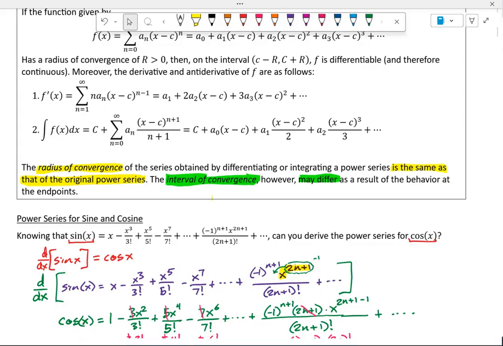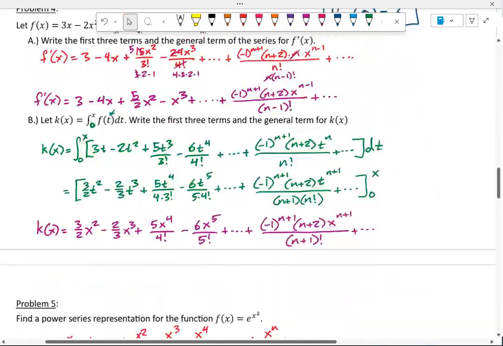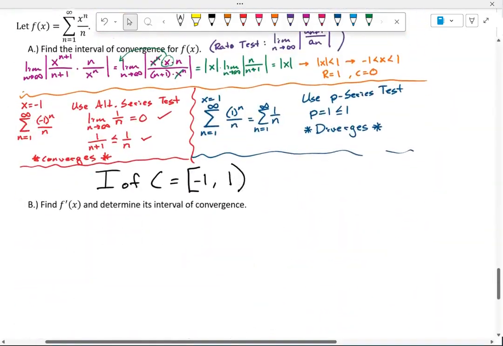Once we've done the ratio test once and figured out our radius of convergence, we don't need to do it again. However, is the interval of convergence going to be the same? Not necessarily. Could it? Possibly. Is it necessarily? No. So we are going to still have to test our endpoints. So we're still going to need to use our convergence tests. So let's go back to that problem.